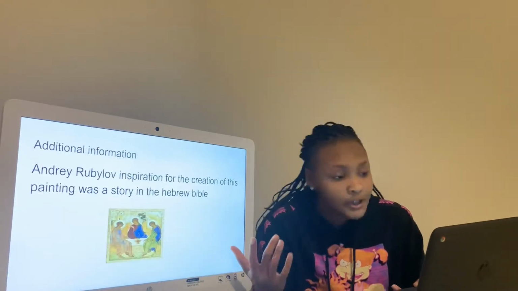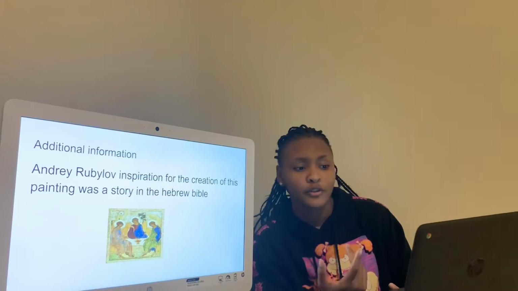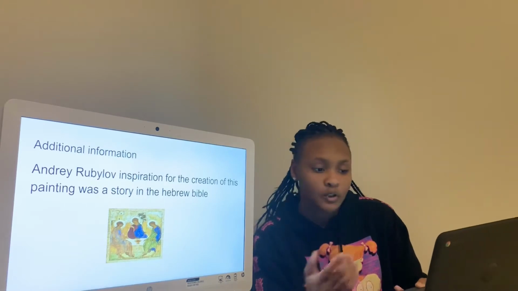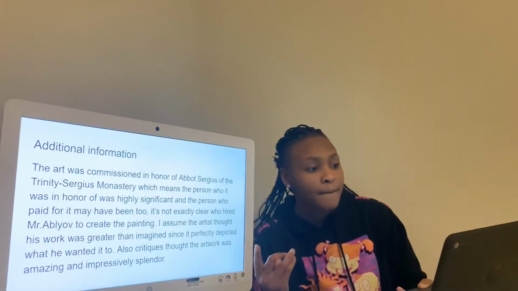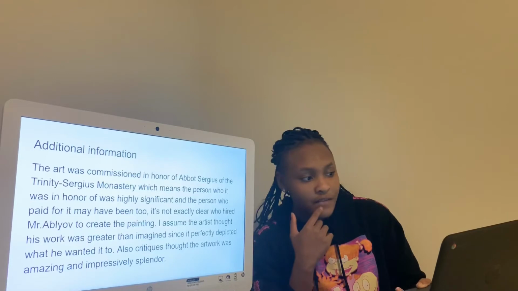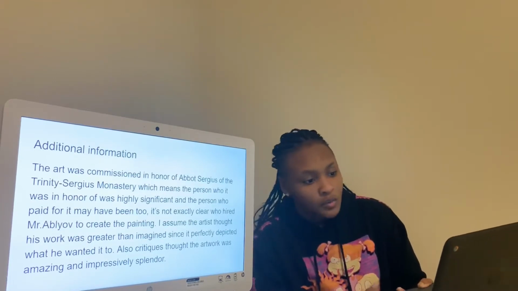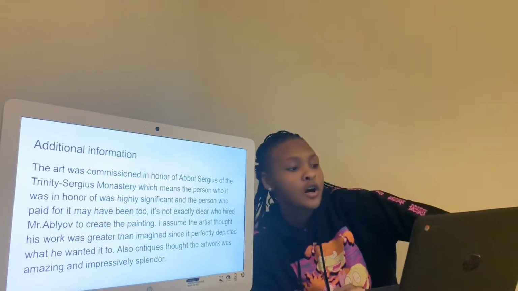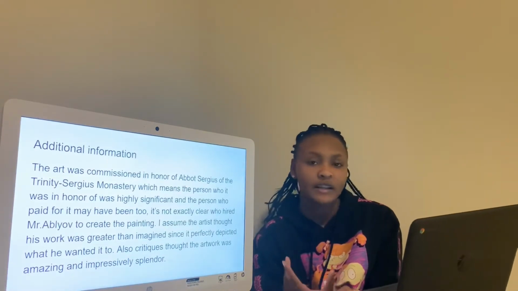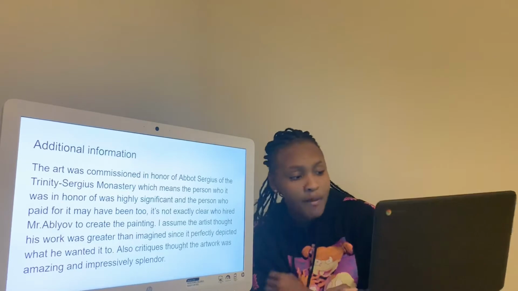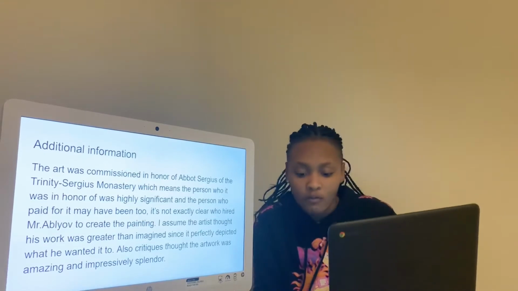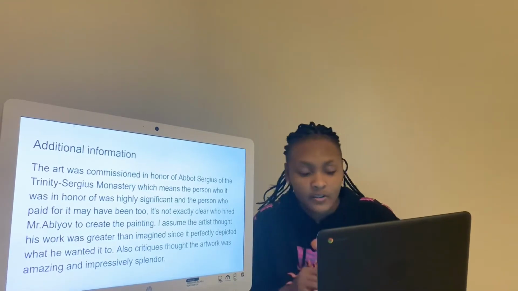So, additional information: Andrei Rublev's inspiration for the creation of this painting was a story in the Hebrew Bible, the story of Abraham and his wife Sarah, which will be talked about on the next slide. The art was commissioned in honor of Abbot Sergius of the Trinity Sergius Monastery, which means the person it was in honor of was highly significant, and the person who paid for it may have been too. It's not exactly clear who hired Mr. Rublev to create the painting, but it seems that every party involved had a significant role in history.